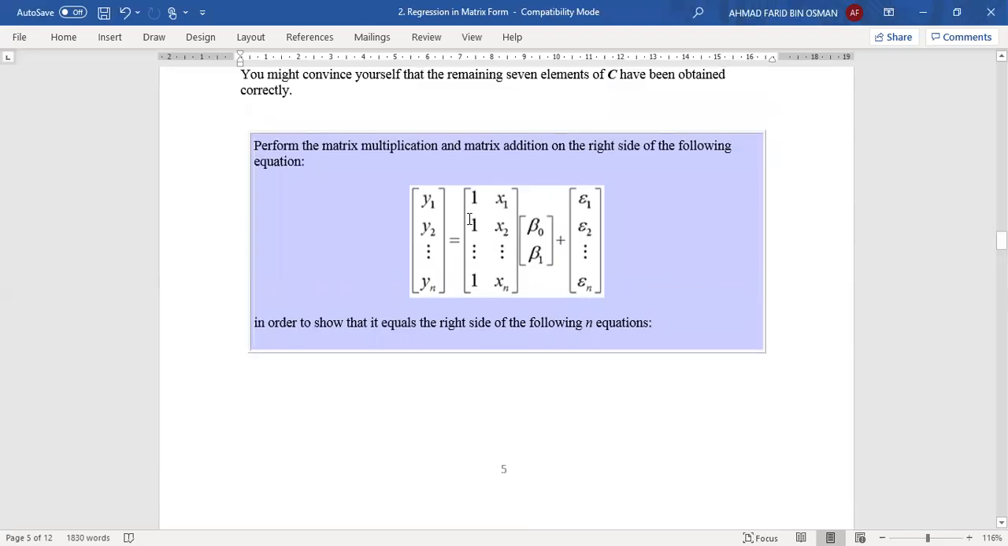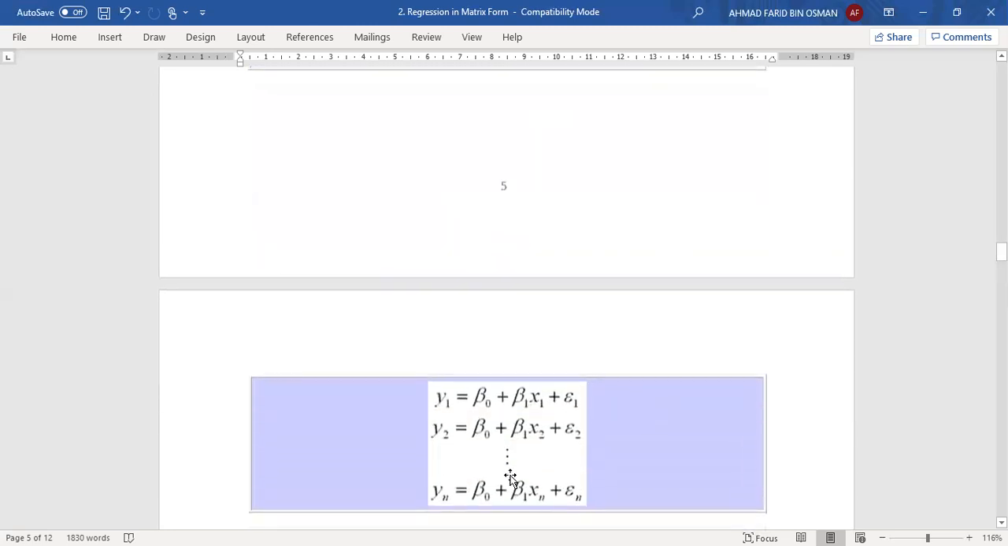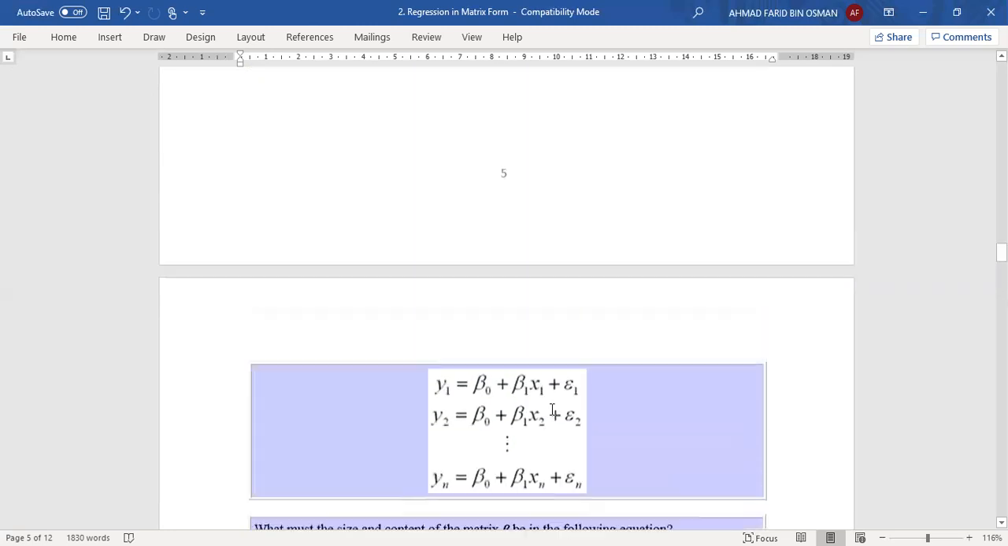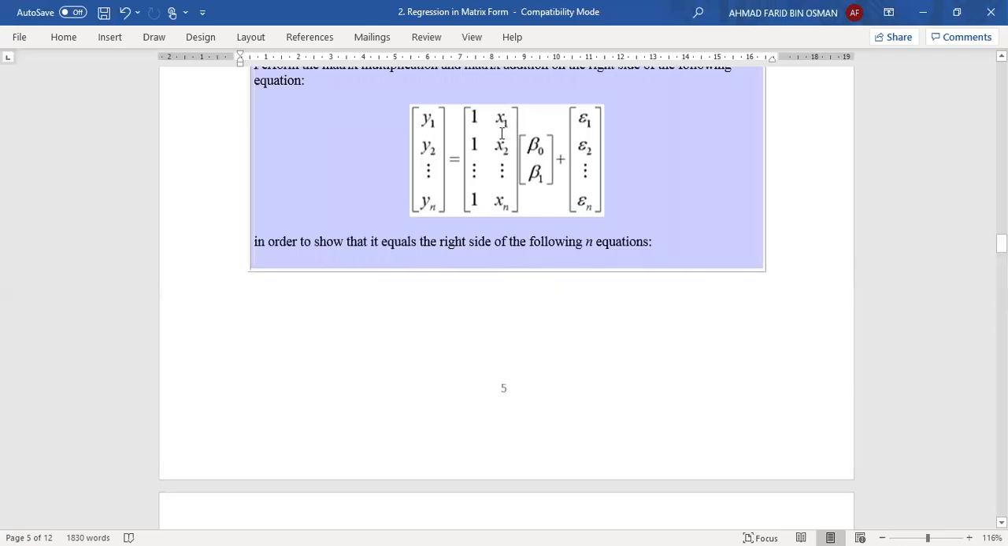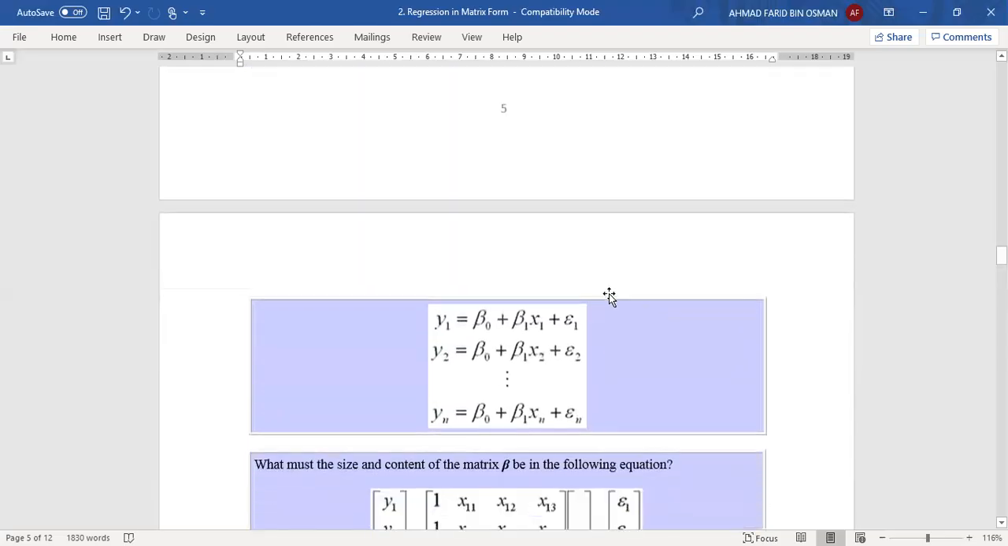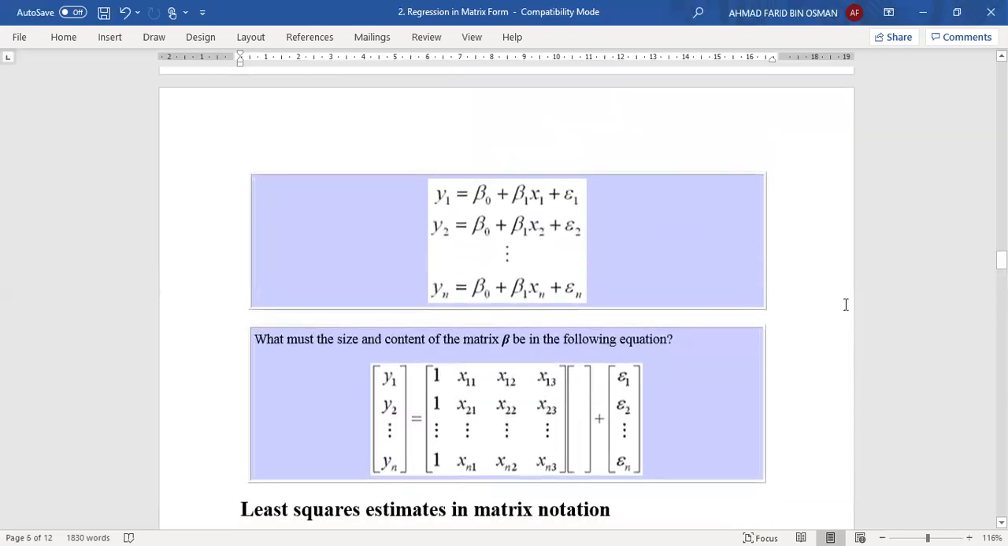If you express our data in matrix form and multiply, you get back this. For example, for the first one, y1 equals 1 times beta 0 plus beta 1 times x1 plus epsilon 1. You get this.